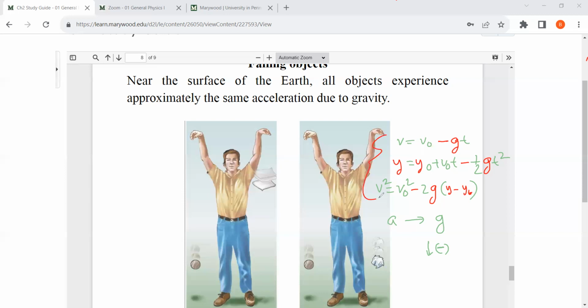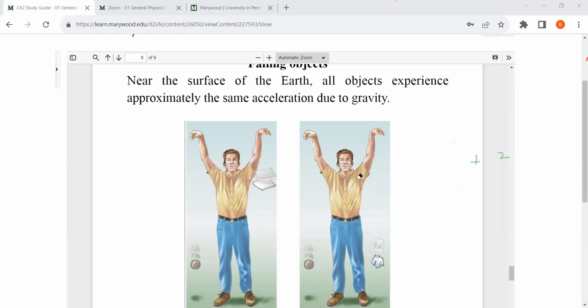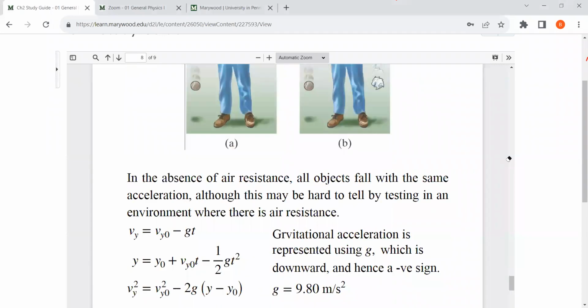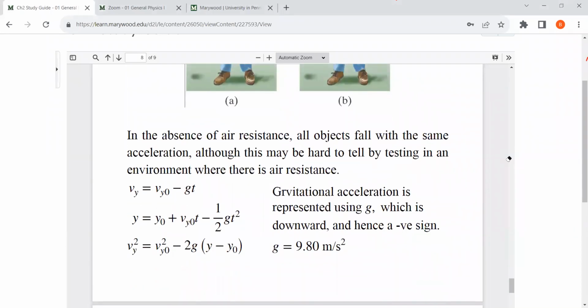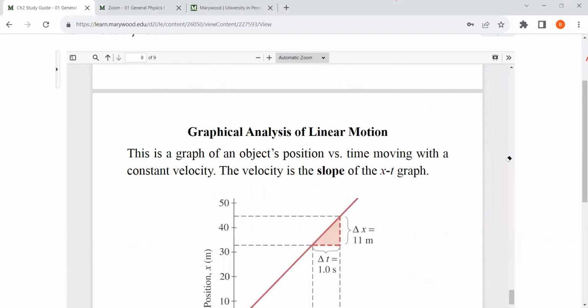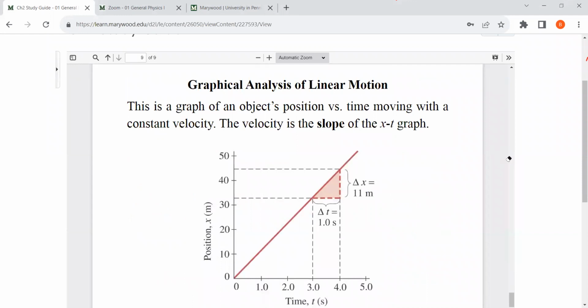All right, the last thing here we want to know is the graphical representation of the motion. So, the next slide. Here I talk about these three equations, and now you already know how you can get them. Now the last thing is the graphical analysis of linear motion. Linear motion means the object moving in a straight line, either along the x-axis or vertically.